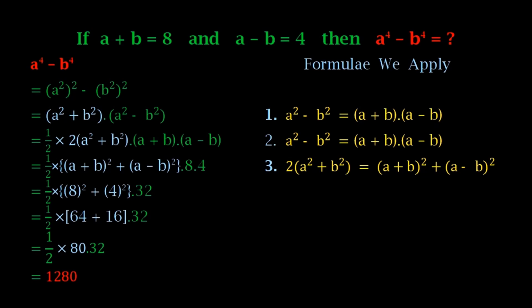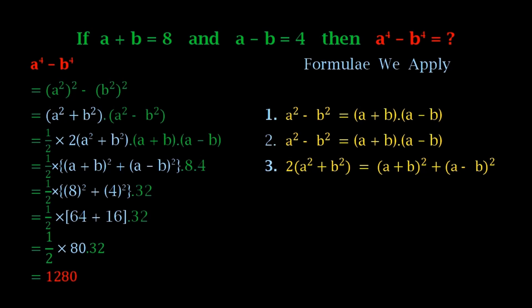Now from the second line to the third line, we can apply the formula a square minus b square, which is a plus b multiplied by a minus b. Here a square works as a and b square works as b. That is why after applying the formula, we have a square plus b square multiplied by a square minus b square. For the part a square minus b square, we directly know the formula a plus b into a minus b, which we apply in the third line.